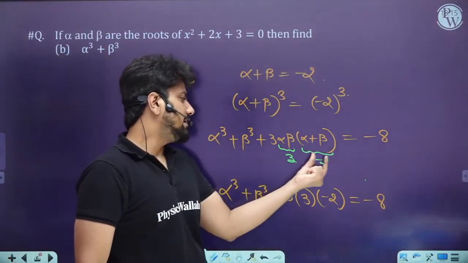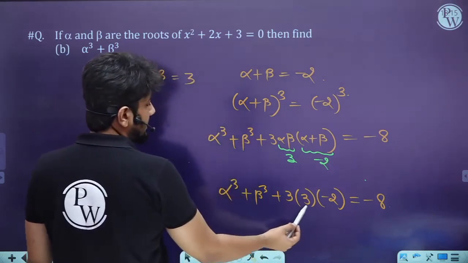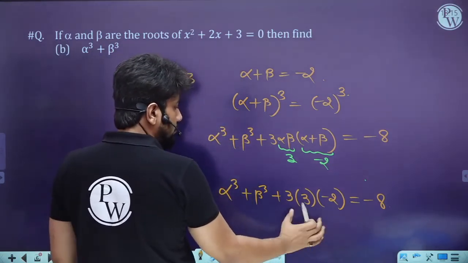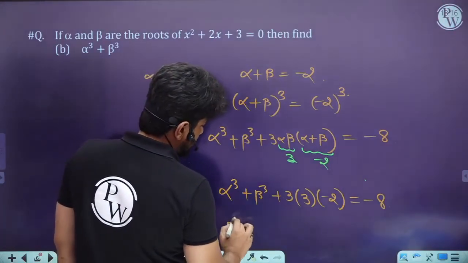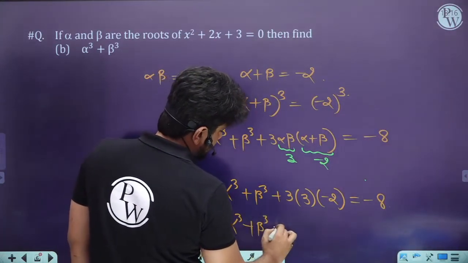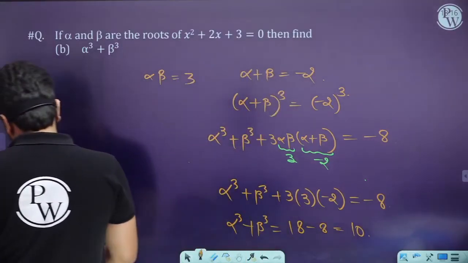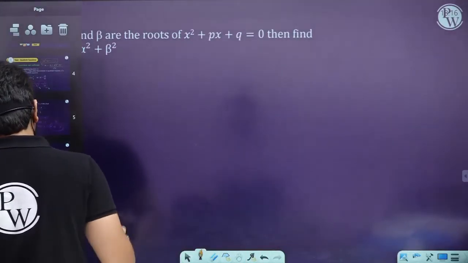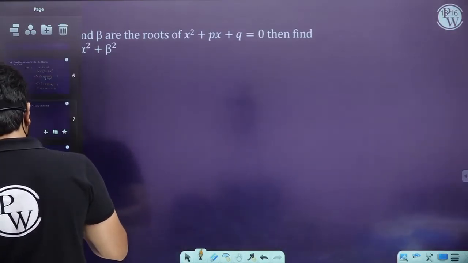3 multiplied by 3 multiplied by -2 is equal to -18. So this is 3 3s are 9, 9 2s are 18. So -18 goes to the right hand side. That will become +18. So alpha cube plus beta cube is equal to +18 -8, which is equal to 10. As simple as that. Okay. Clear? This is a similar kind of question.